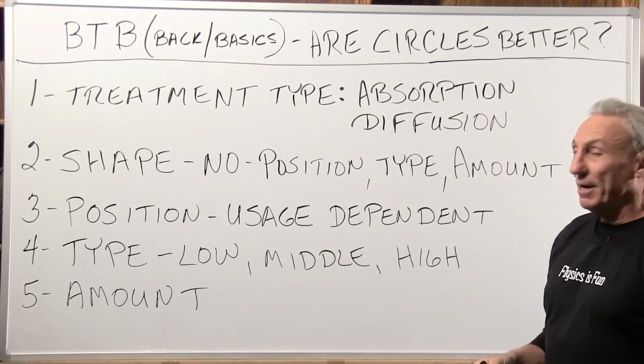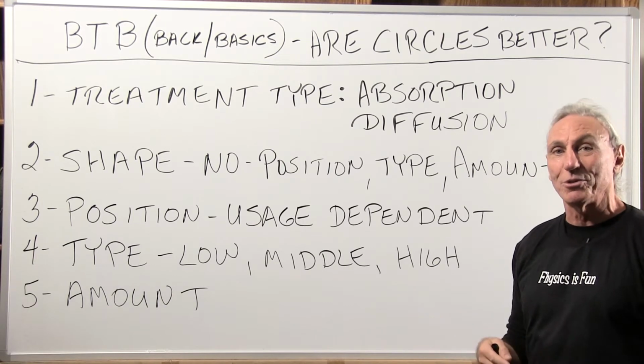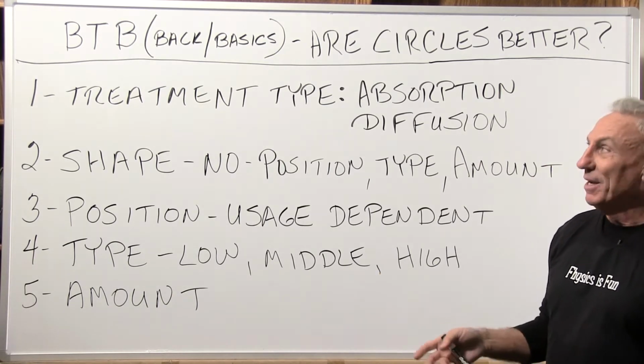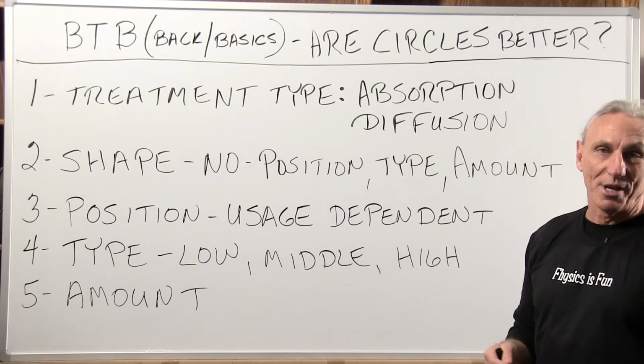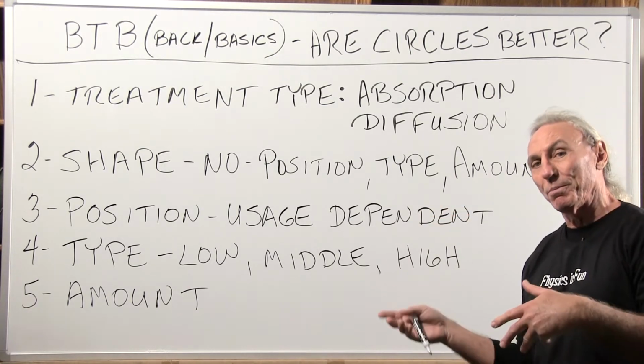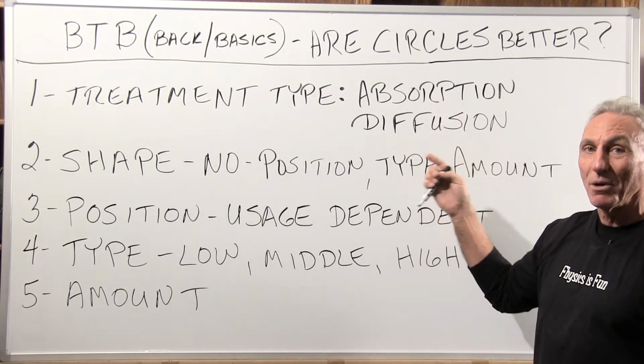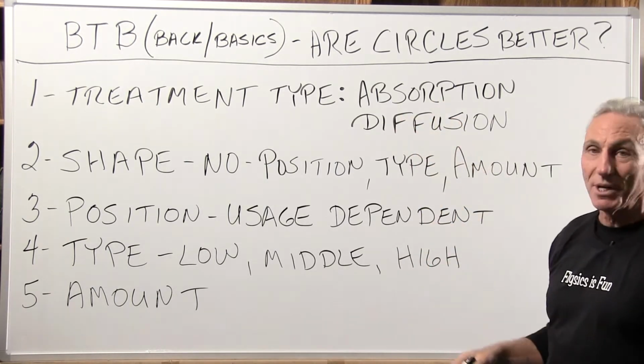So I get a lot of questions about circles. Are circles better than squares? Are triangles better than circles? And most of this, obviously, is sound absorption treatment, your foams, your panels, your things like that. But we only have 2 types that our laws of physics let us use, absorption and diffusion.